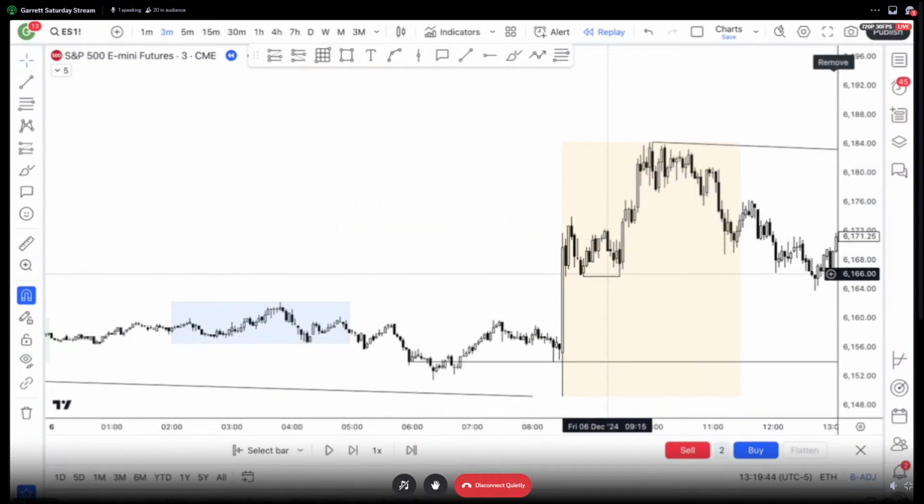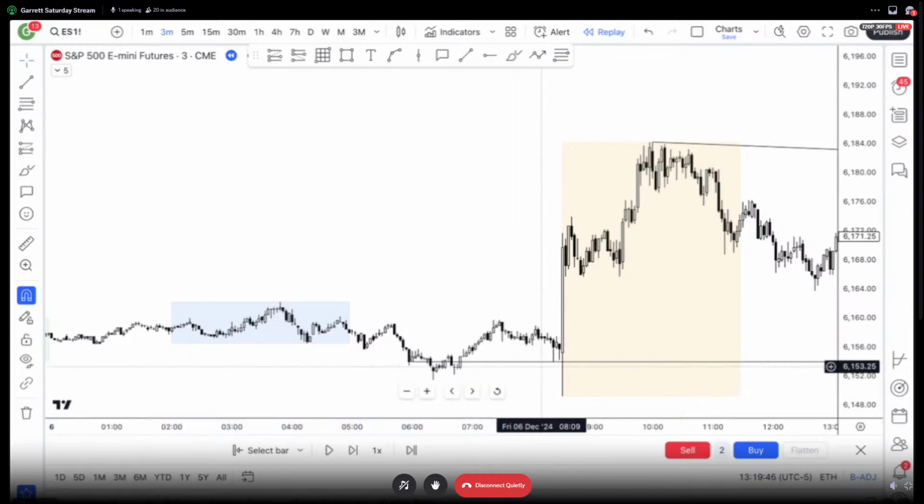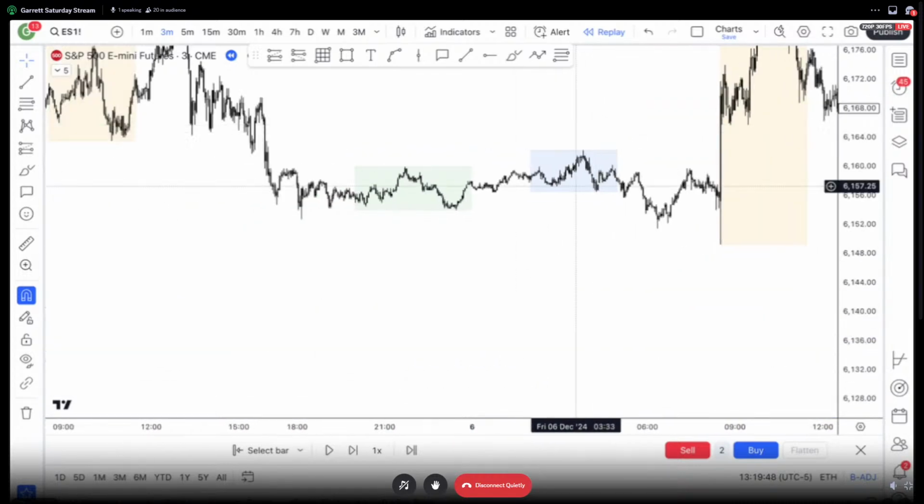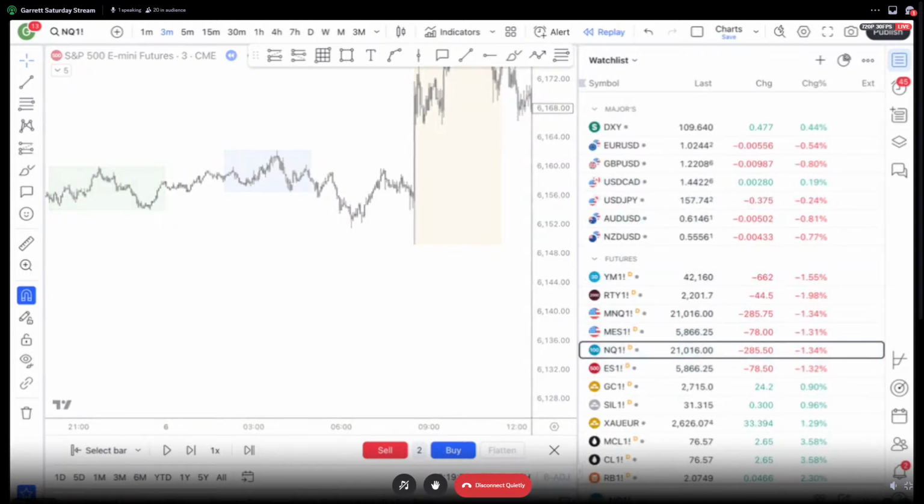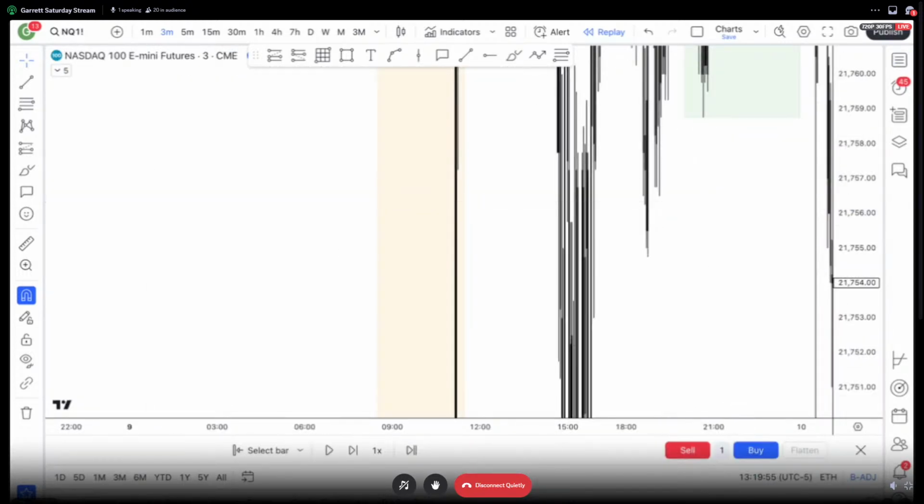If I go on NQ, the stronger asset, right? We create a higher high here. It's just much better delivery. We get a much more exaggerated expansion.